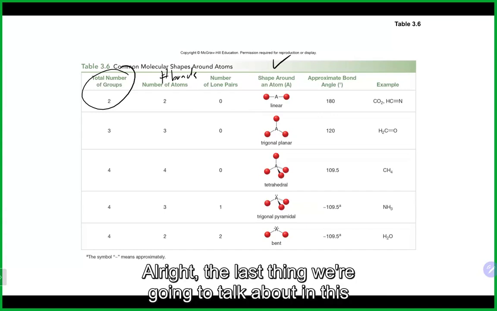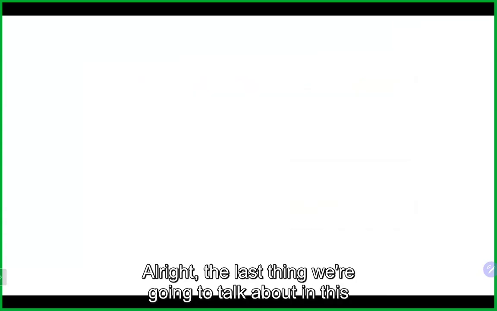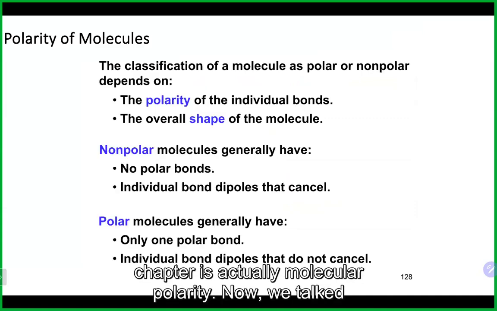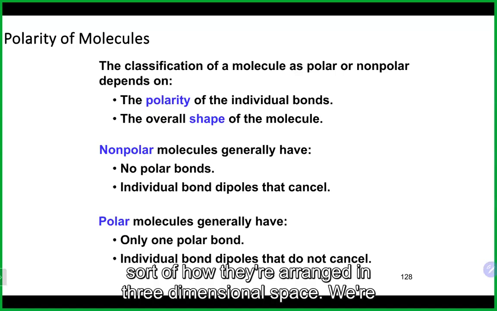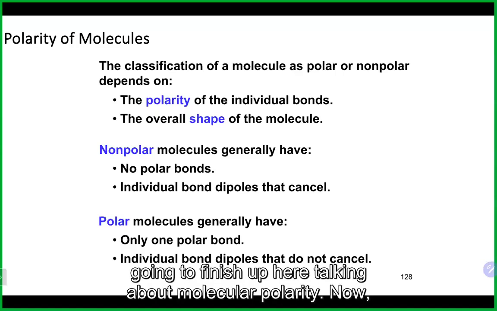All right, the last thing we're going to talk about in this chapter is molecular polarity. We talked about drawing Lewis structures. We talked about the geometry, how they're arranged in three-dimensional space. We're going to finish up here talking about molecular polarity.